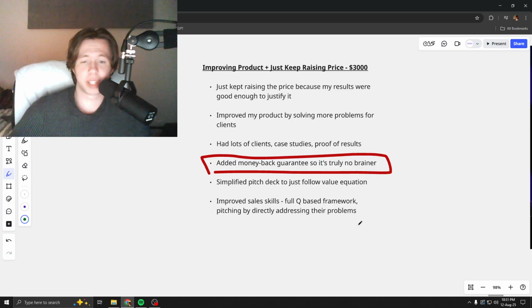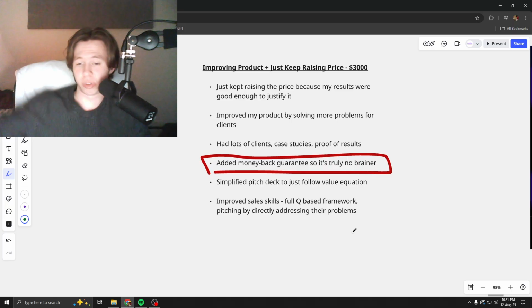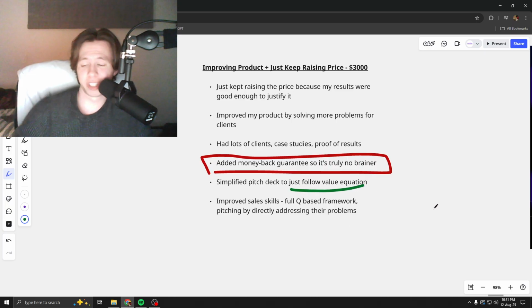So now my sales process is all questions. It's a lot of questions and there's very little memorization. My pitch is a lot shorter now that I'm just following the value equation. I'm not going into the details of how my solution actually works. It doesn't matter. They don't care.